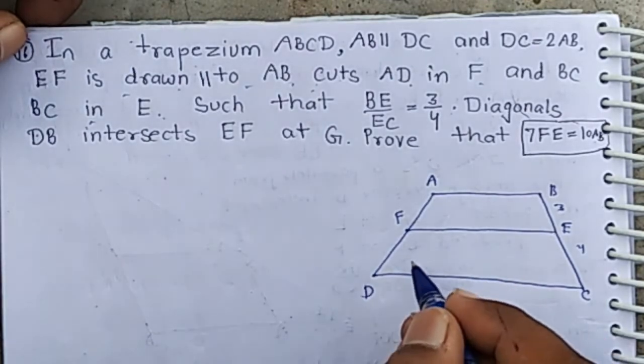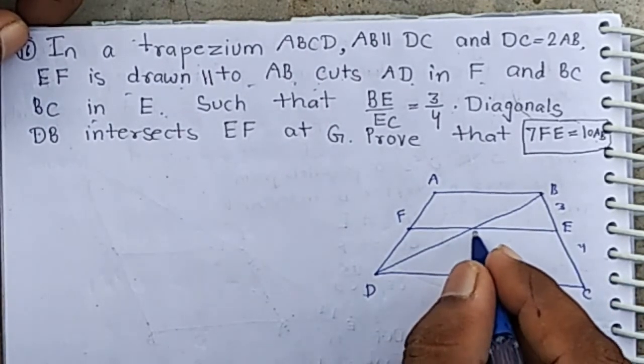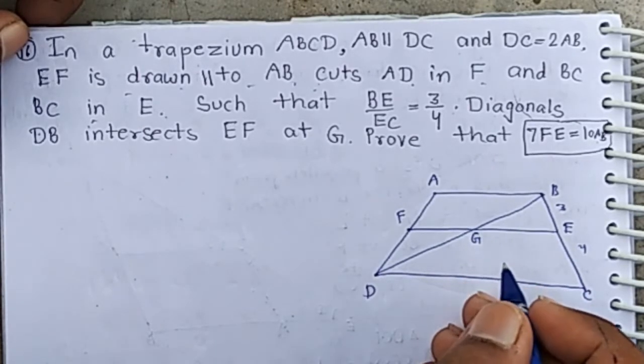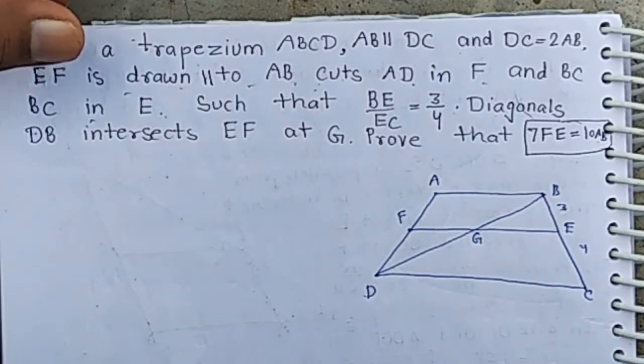Now the diagonal DB intersects EF at point G. We have to show that 7 into FE equals 10 into AB.